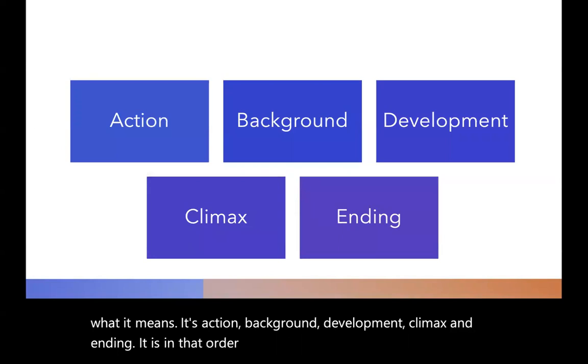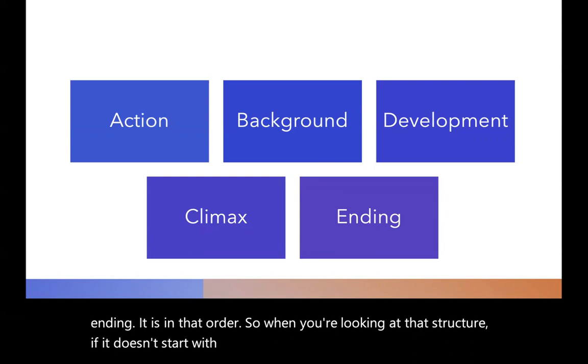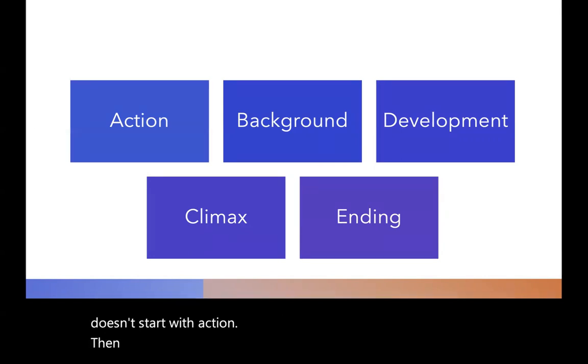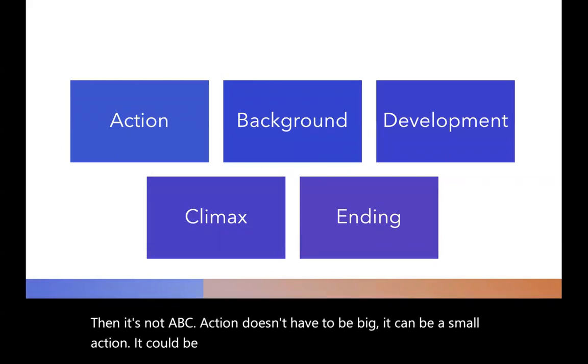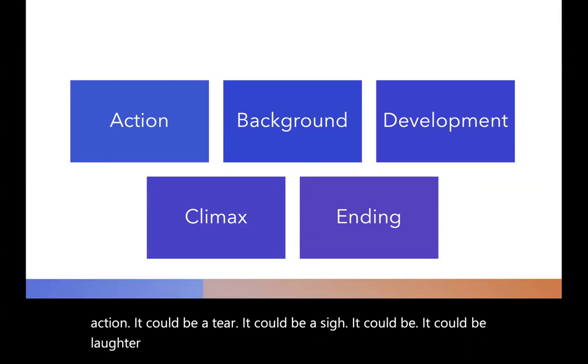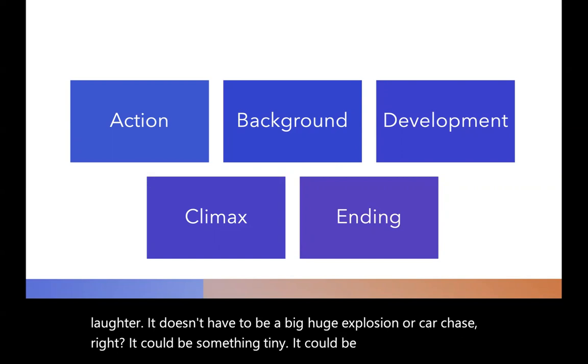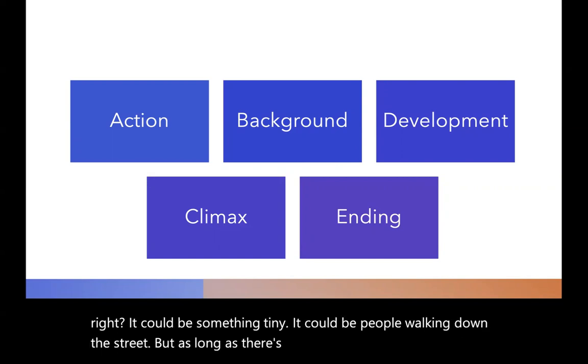So when you're looking at that structure, if it doesn't start with action, then it's not A, B, D, C, E. Action doesn't have to be big. It can be a small action. It could be a tear. It could be a sigh. It could be laughter. It doesn't have to be a big, huge explosion or a car chase, right? It could be something tiny. It could be people walking down the street. But as long as there's action there, then it's starting with action.